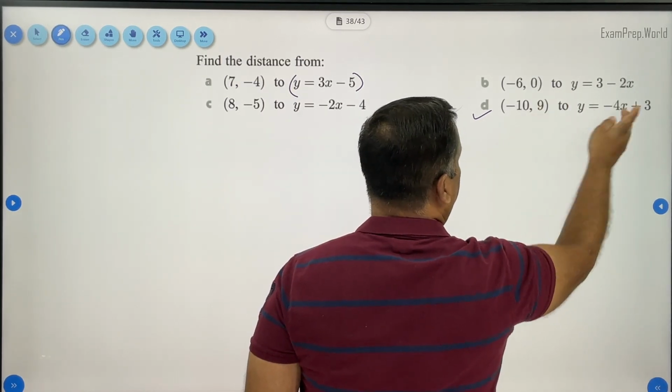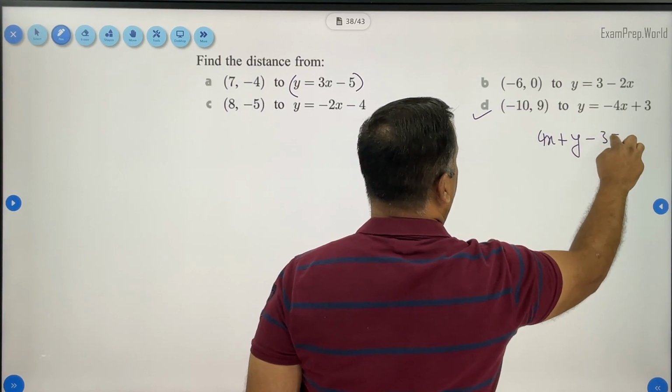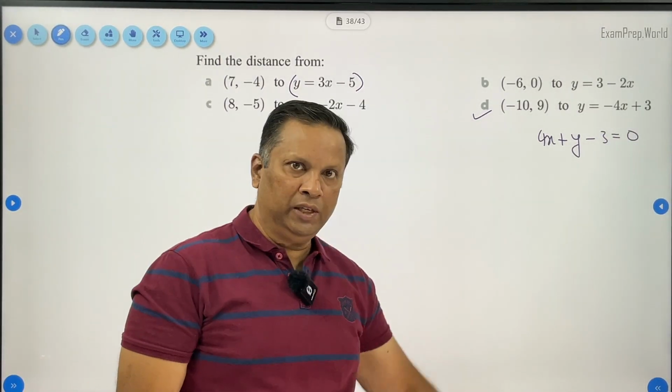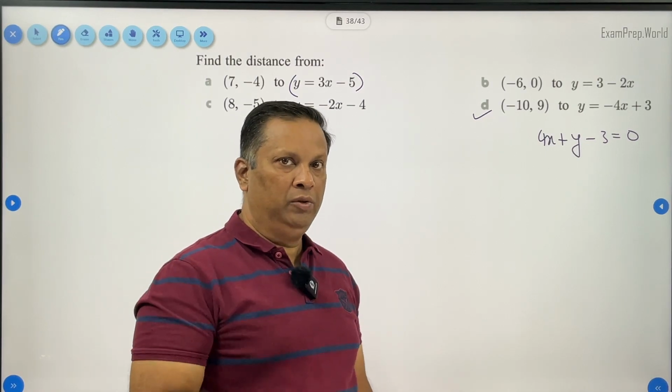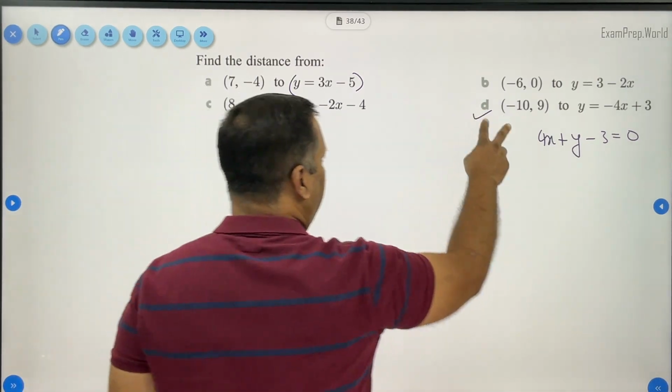Minus, get this thing over here. 4x plus y minus 3 equal to 0. Even if you have taken the y on that side, it won't change, because you are taking the mod value, absolute value, so it doesn't change. Now you have the point, you have the line.